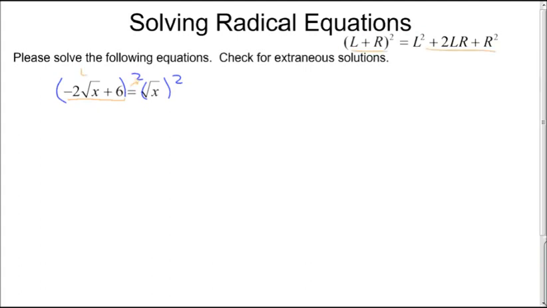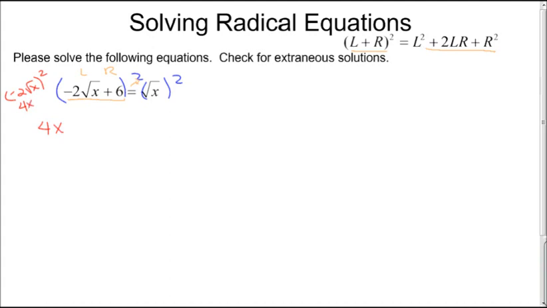So I'm going to write L and R just to demonstrate it. My L, my left term, is negative 2 root x. My right term is 6. So when I square the left term, I'm going to get 4x. If you're uncertain of how I got that, do negative 2 root x in the margin squared, which just means you're going to square the negative to get a positive, square the 2 to get a 4, and square root x, which gives you 4x.